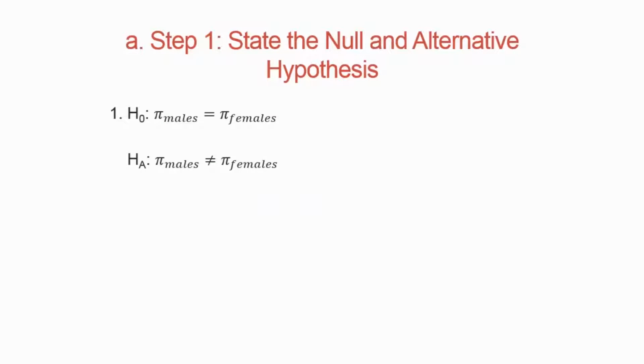Okay, so here's my step 1, null and alternative. Pi for males is equal to pi for females, and then the alternative is pi for males is not equal to the proportion for females. Again, what we would have here in terms of words would be the proportion of males and the proportion of females who buy clothing from their mobile device is the same, and the alternative says the proportion of males and females who buy clothing from their mobile device is not the same.